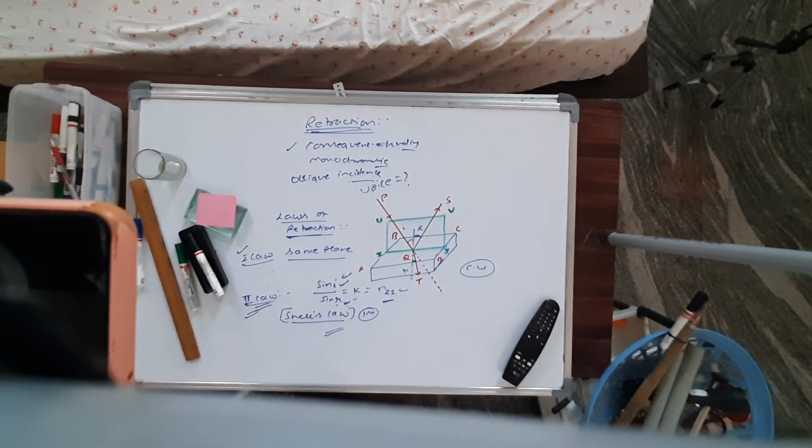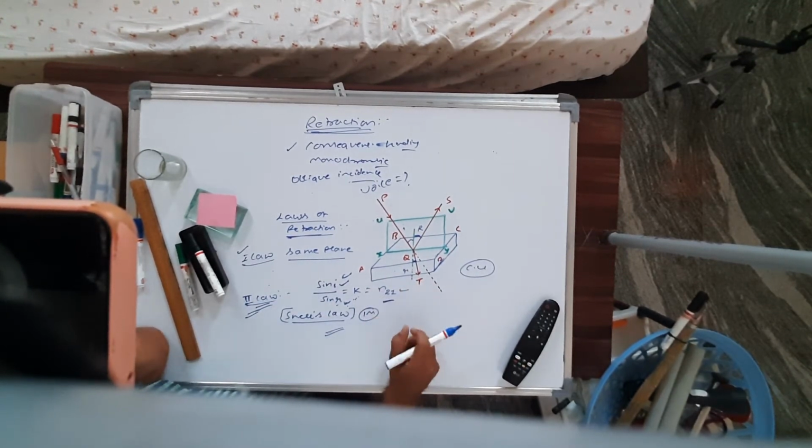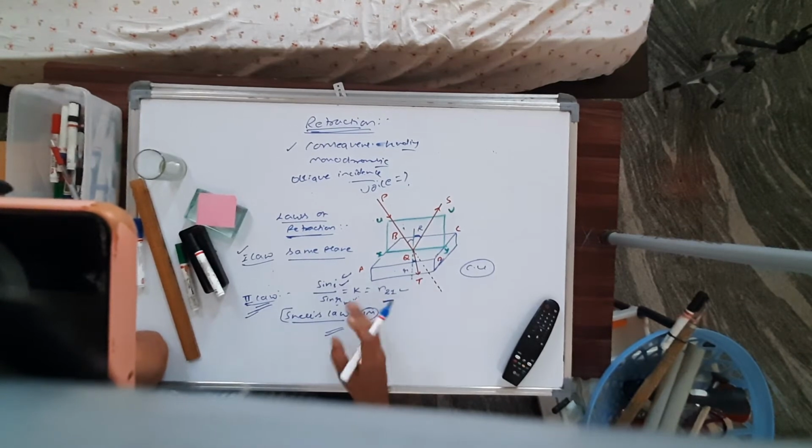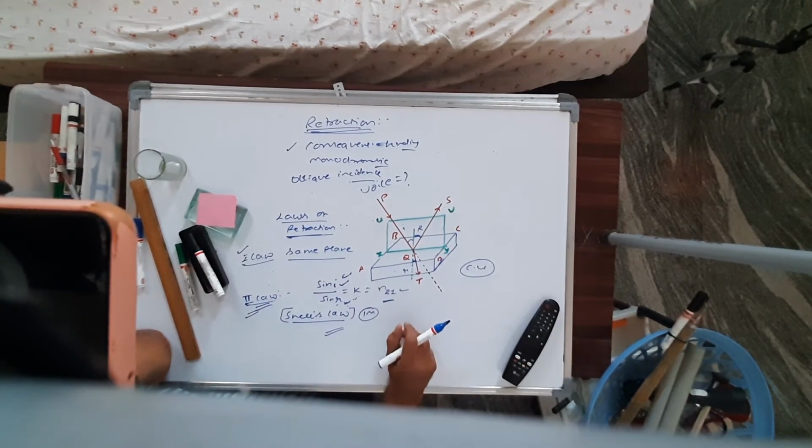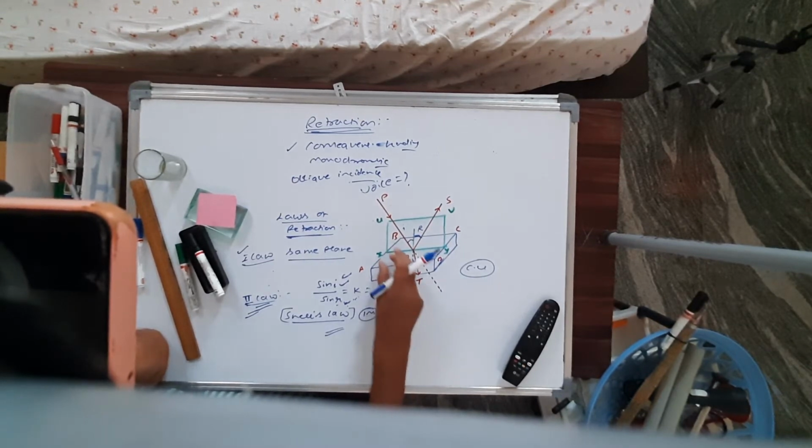I'm very happy you are able to understand this. So reflection is different and refraction is different. Okay, I will give an example for this. Why and how is the direction changed? What is the reason for the change in the path of light?